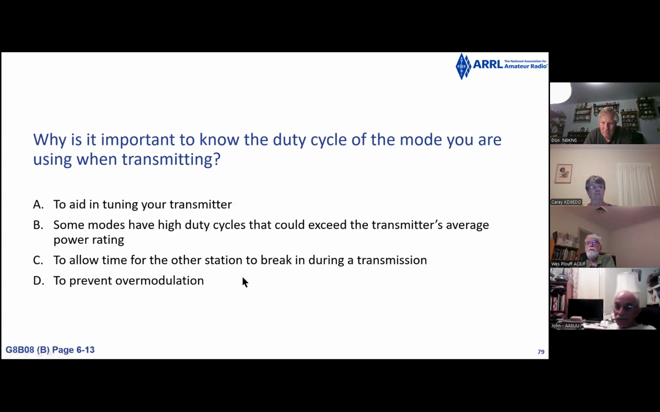You need to know the duty cycle of the mode you're in so that you don't exceed the average power rating of your transmitter. Remember, I was saying that CW and single sideband are only run at peak power part of the time. Data signals you run at peak power all of the time, and if you do that for too long, you can overheat your final amplifier in the transmitter.